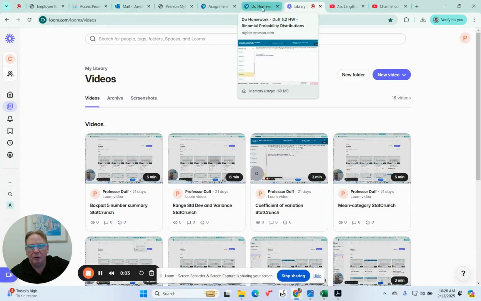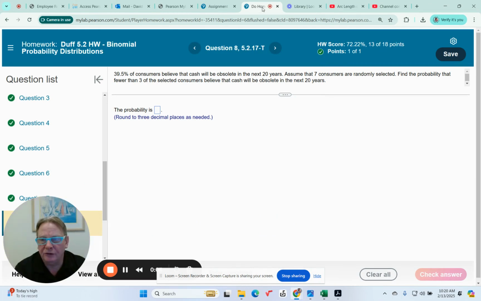Okay, so let's take a look at question 8 from 5.2 homework. Question 8 states 39.5% of consumers believe that cash will be obsolete in the next 20 years. Assume that 7 consumers are randomly selected. Find the probability that fewer than 3 of the selected consumers believe that cash will be obsolete in the next 20 years. All right. So believe it or not, these problems are actually pretty easy.